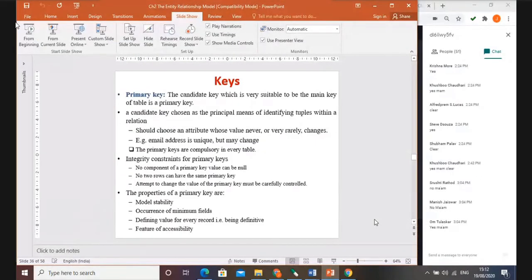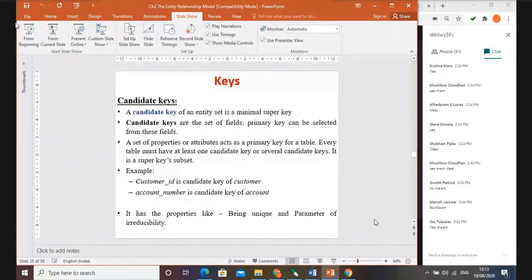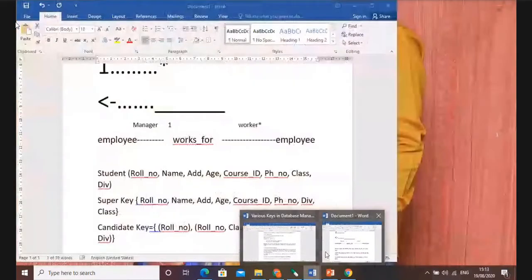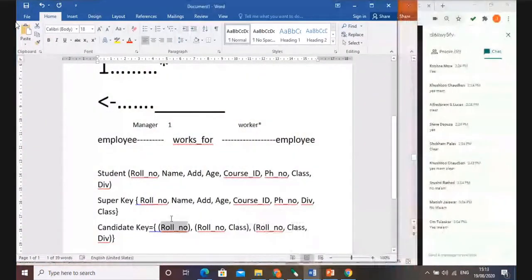Keys. Candidate key. Here I have taken one other example. Right now I will not go into that because I already explained the candidate key. Now next, primary key. I already told you, one of the key attributes from this set, one of the candidate keys, will be selected as a primary key.